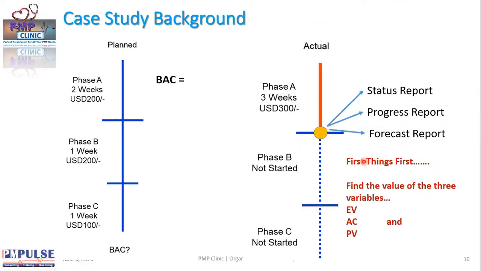The first thing is, let's talk about BAC. The full form for BAC is budgeted at completion, which is nothing but the total plan cost. So if I look at $200 of phase A, $200 of phase B, which is $400 together, and then $100 of phase C, the value of BAC turns out to be $500, right? So that's taken care of.